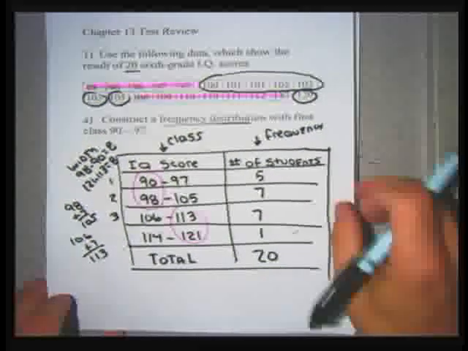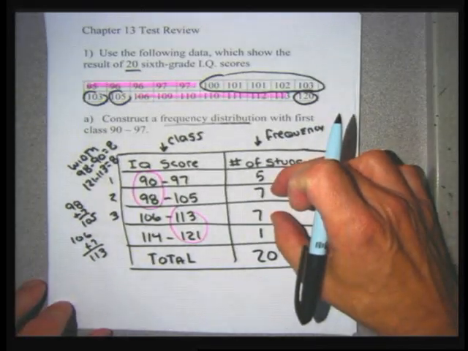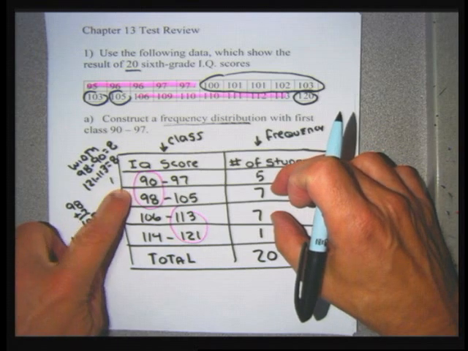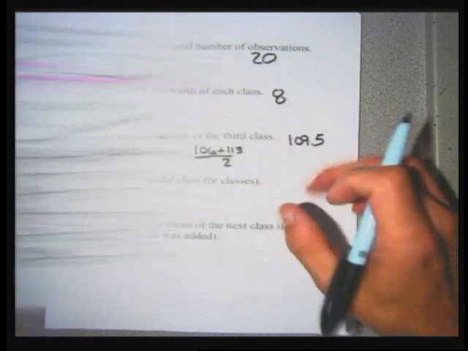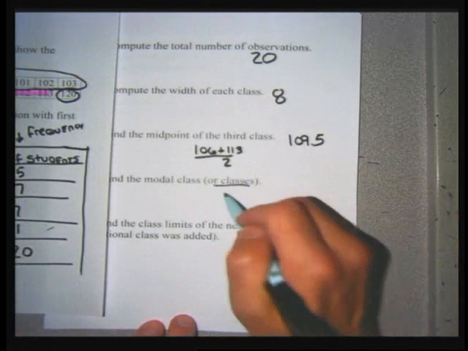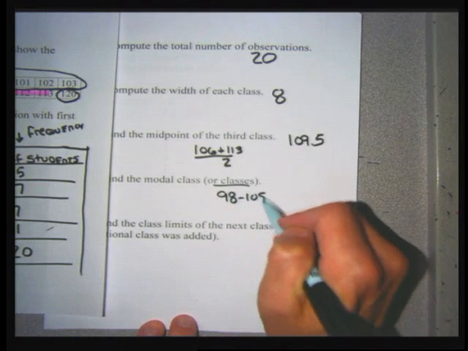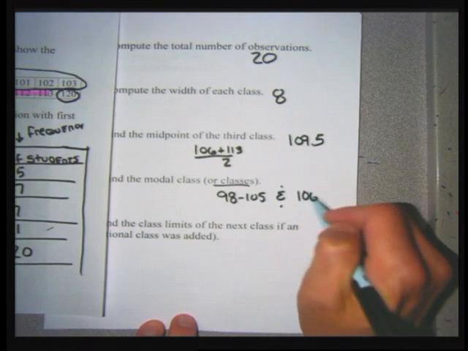For the modal class, I'll call this bimodal. There's 2 classes that have 7, which is the highest frequency of any class. So I'm going to use the class from 98 to 105 and the one from 106 to 113 and say it's bimodal, because modal is the most, and it says or classes. So both 98 through 105 and 106 to 113.